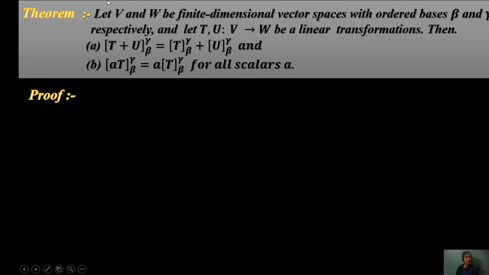Let us go to the next theorem. Let V and W be finite dimensional vector spaces with ordered bases β and γ respectively, and T considered as V to W be the linear transformation. Then in both of these functions, [T + U] from β to γ equals the same as they operated in a separate position, and [αT] from β to γ equals α common [T] from β to γ for all scalars α.